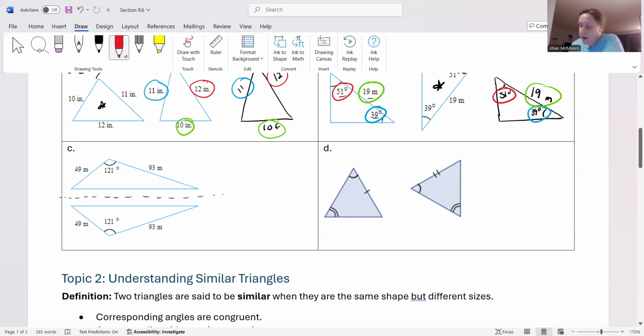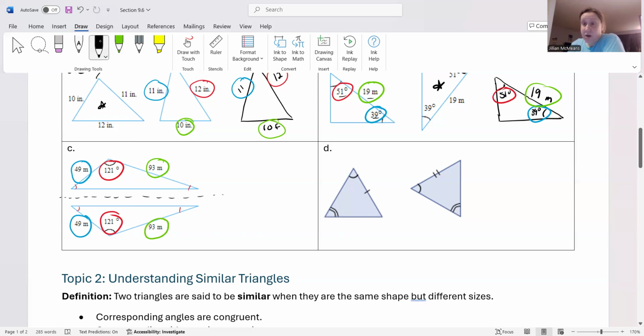So first of all, we have a 121-degree angle and they're in the same spot. We have these other two little acute angles, but the obtuse angle that's given is 121 degrees. Those match up. We then have this side of 49 meters and this side of 49 meters. They're corresponding sides. They're in the same location from one figure to the next. And then finally, we have this side here that matches this side here.